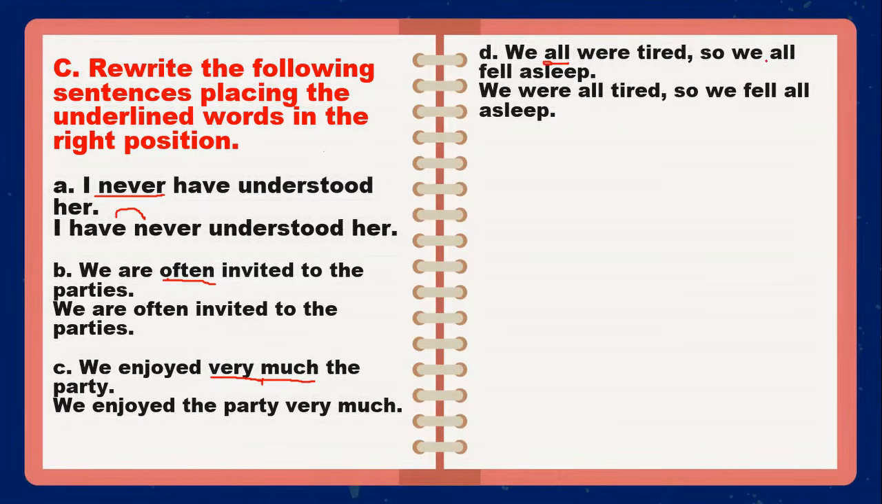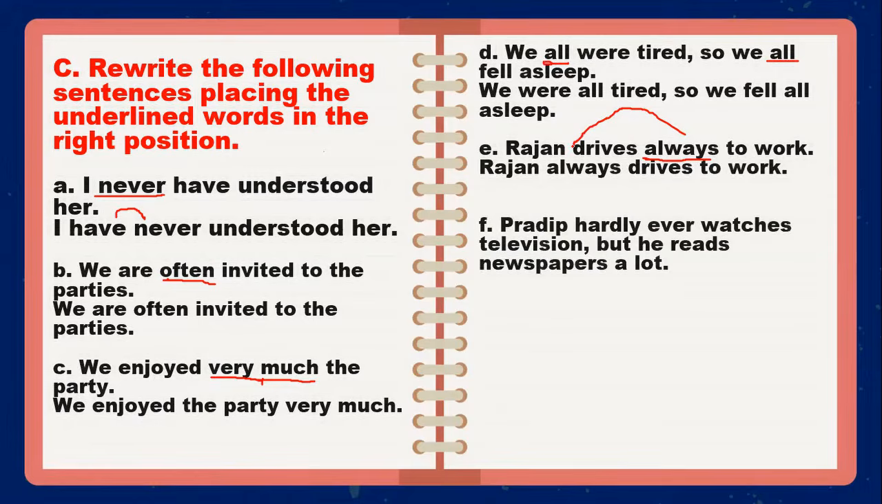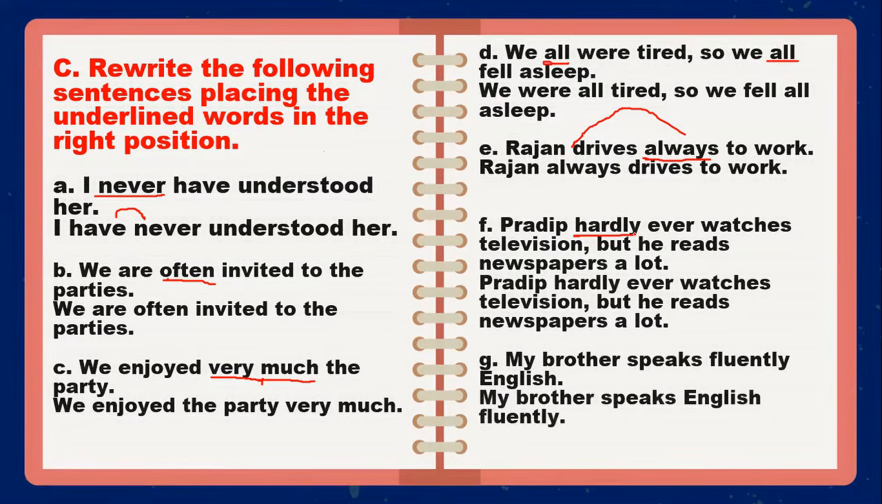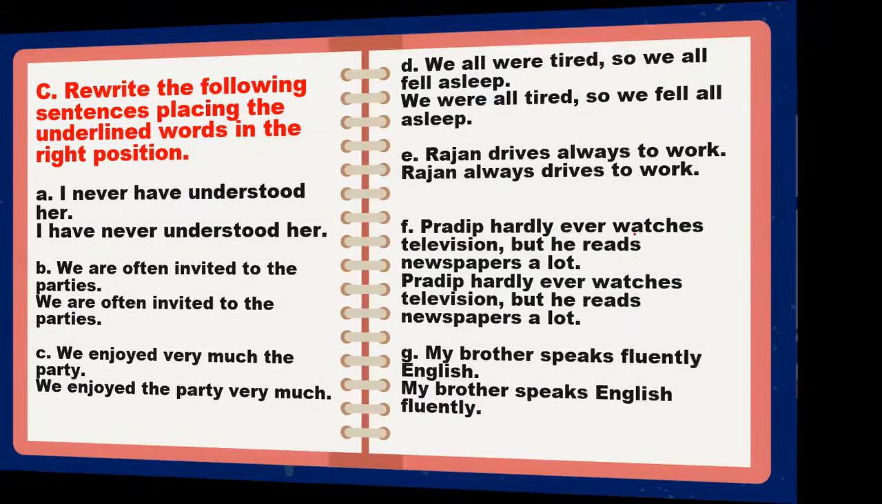Let me correct the questions. The underlined words in the questions. Rajan drives always to work. You always underline a question. Main verb we have already said. So Rajan always drives to work. Pradeep hardly, here you have hardly ever watches television, but he reads newspaper a lot. So Pradeep hardly ever watches television, but he reads newspaper a lot. My brother speaks fluently English. So my brother speaks English fluently.